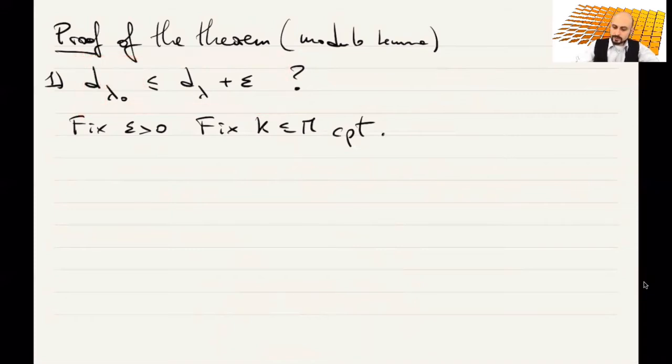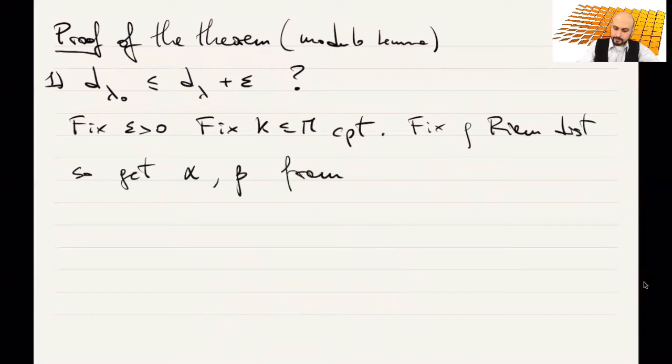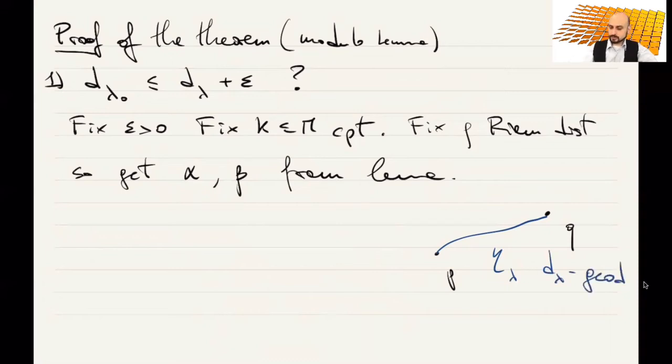I also fix a Riemannian distance ρ, so I get the α and β from the lemma. Okay. So let's try to understand what is happening. First of all, we're going to take points P and Q in the compact set, and then we're going to join them with curves that are d_λ geodesic, or almost geodesic, and these curves are going to have controls u_λ. But this is for the structure associated to lambda.